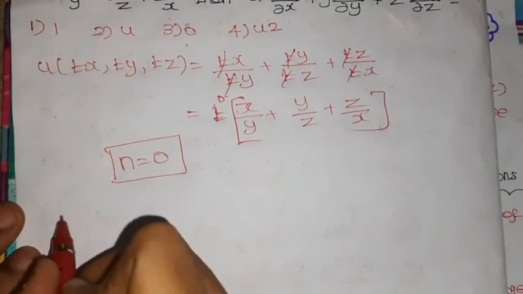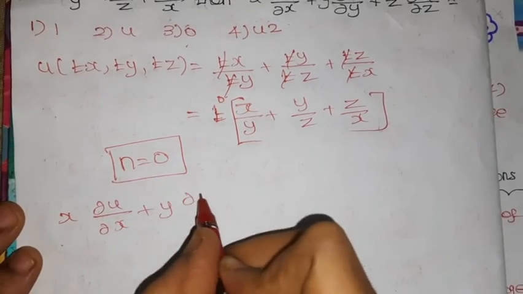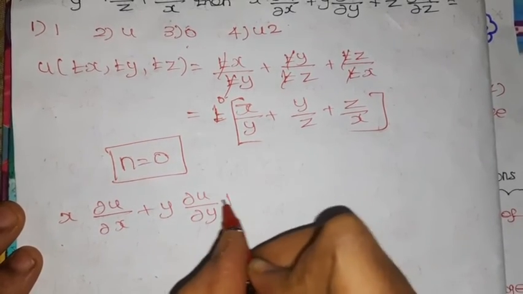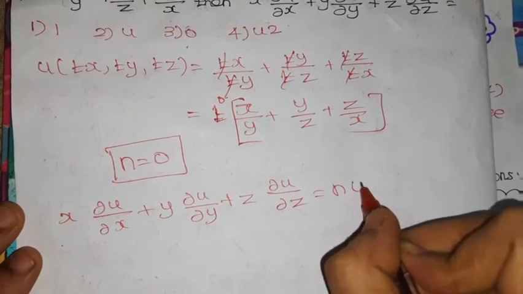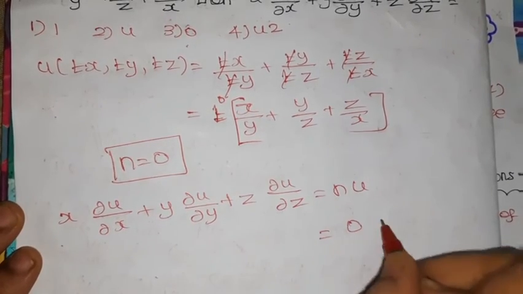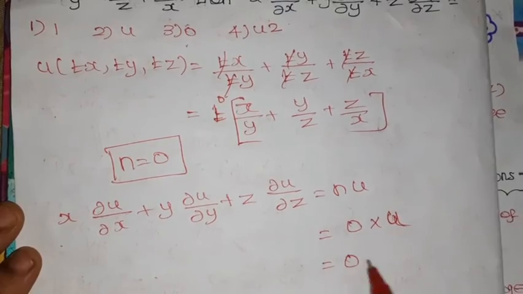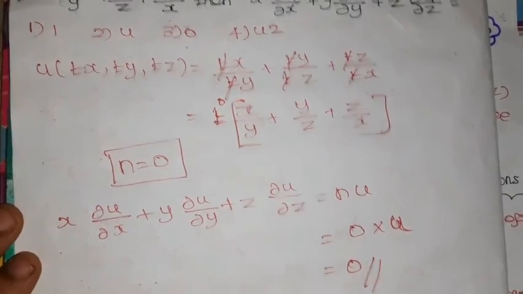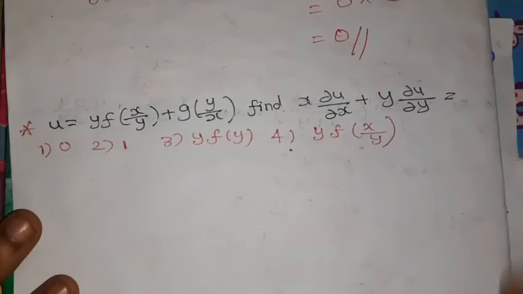Then what is the answer? x ∂u/∂x plus y ∂u/∂y plus z ∂u/∂z equals n u. n is nothing but 0. 0 into u, we will get 0 alone. So for this, what is the answer? Option 3, 0 is the right option. We'll move on to the next one.